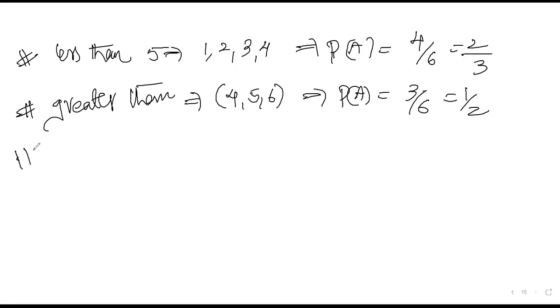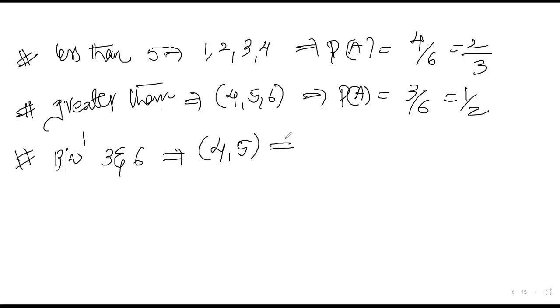Then next question. What is the next question you are having? A number between 3 and 6. Between 3 and 6, how many numbers are there? You are having 4 and 5. So the probability is equal to 2 out of 6. 2 out of 6 means 1 out of 3.